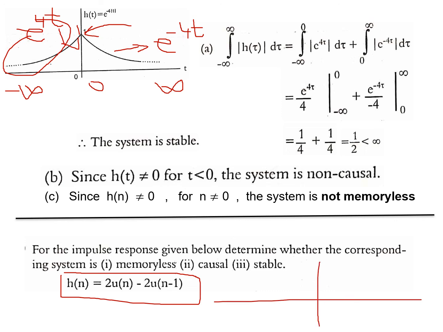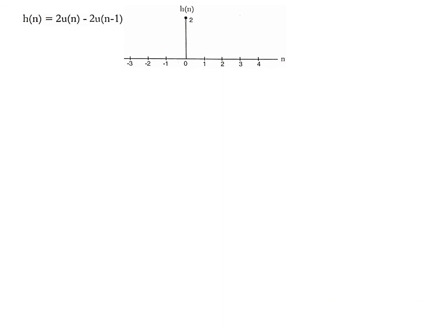Since the subtraction takes place right from n equal to 1, only one impulse remains. You try to plot the graph for this. You'll get only one impulse. All other values are zeros. You'll get a graph like this.